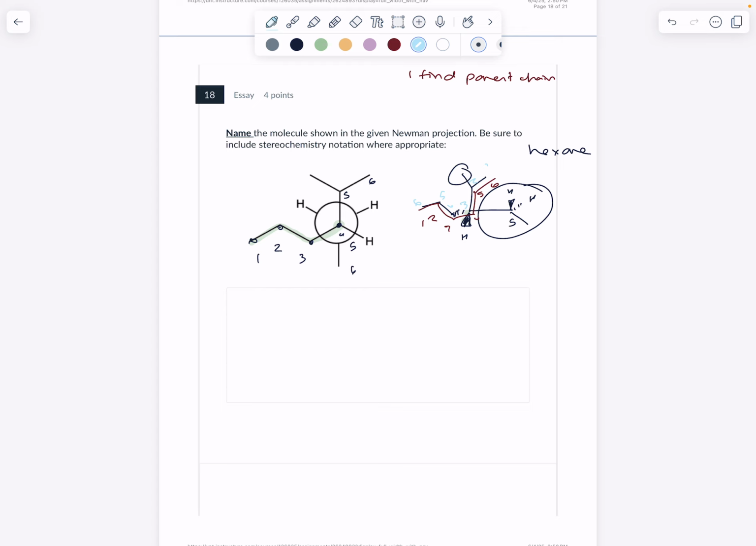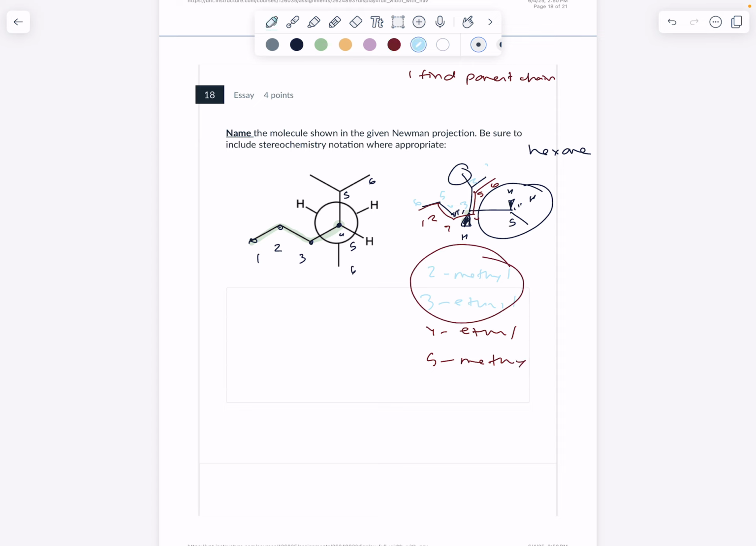Now we'll identify our substituents, which would either be 2-methyl, 4-ethyl. Nope, 2-ethyl, 2-methyl, 3-ethyl. If we went in the maroon way, it would be, let's see, 1, 2, 3, 4, 4-ethyl, 5-methyl. So the lower number is better.